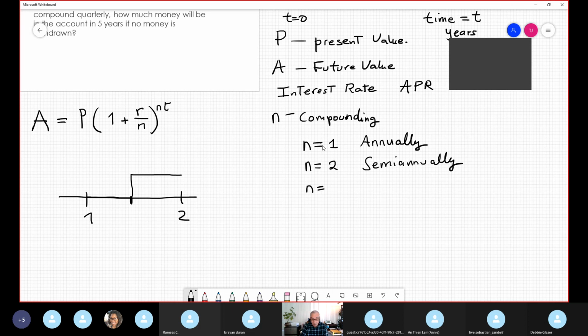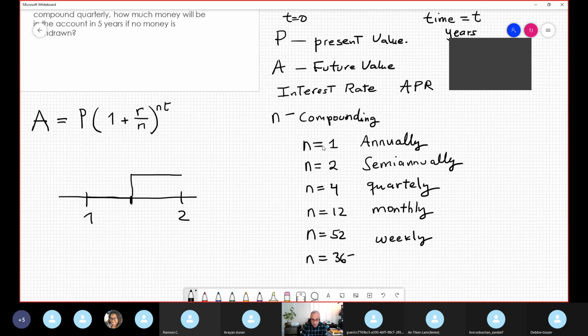Likewise, quarterly is 4, which is 4 times in 1 year. Monthly is each month, 12 times in 1 year. Weekly is 52 weeks in 1 year, and daily is 365 days. Okay, entonces now the problem is to specify what the compounding is.